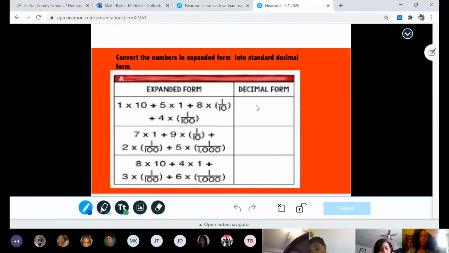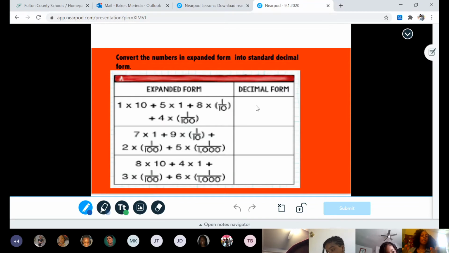So now I want you guys to make sure you're paying close attention. I'm going to do the first one for you guys. We're going to do the second one together, and then you're going to do the third one on your own. So now we're going to convert. Remember that word convert means to change. We're going to convert the numbers in expanded form into standard decimal form.